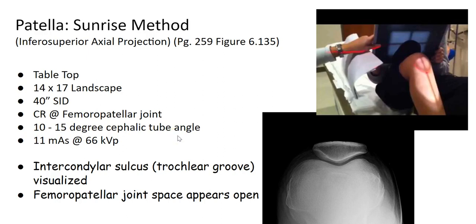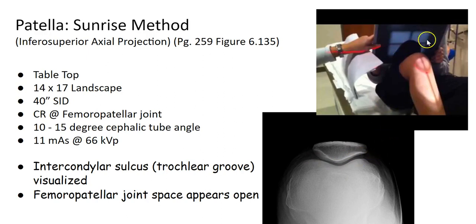We're starting with a horizontal tube first. So start at 90 and then add 10 to 15 degrees more. So really your tube angle should be between 100 and 105. Okay, so notice the patient's knee is bent about 45 degrees. You don't want to flex the knee any more than that because it can close this joint space. And we'll talk about that more in a second.